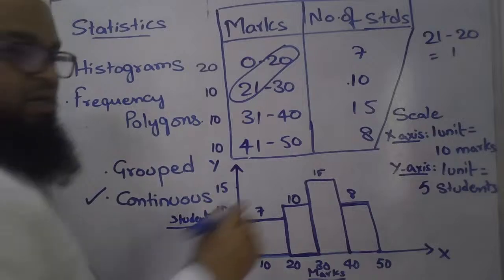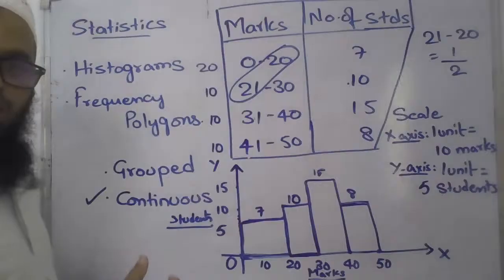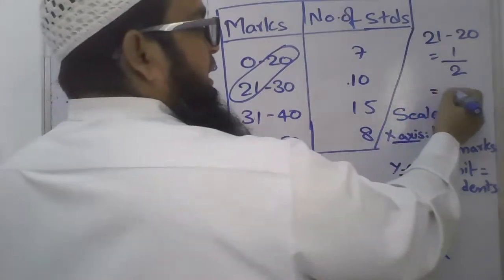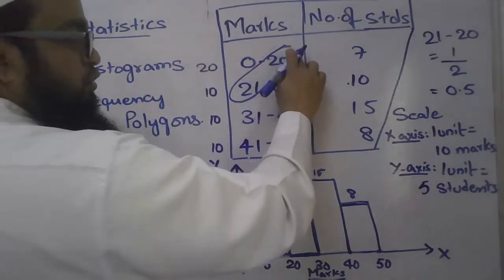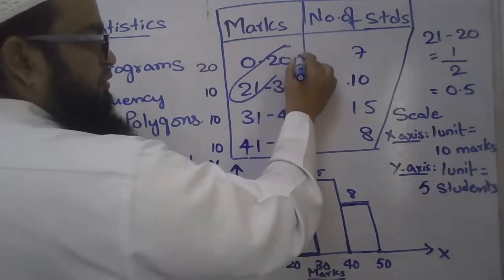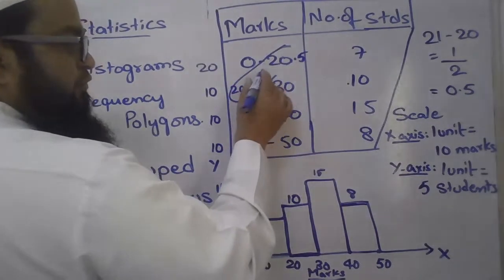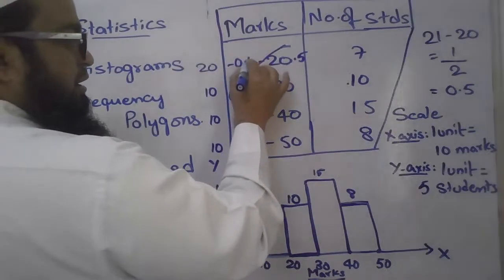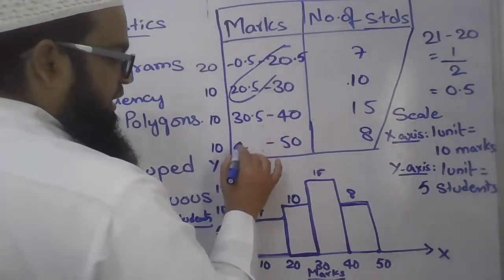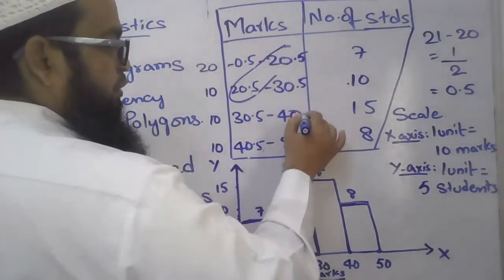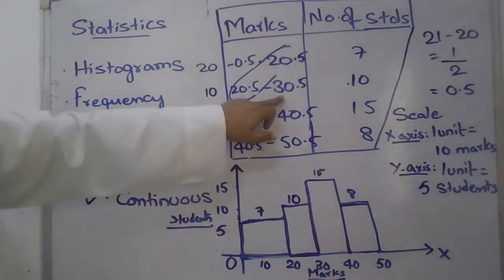Now divide that 1 by 2, because you have to distribute it to both the lower limit and the upper limit. So when we divide it by 2, it is 0.5. So now to the upper limit you add 0.5, and from the lower limit you subtract 0.5. So here also when I subtract, it will be 30.5, here it will be 40.5, and this will be 30.5, 40.5, 50.5. So now check whether it has become continuous or not.